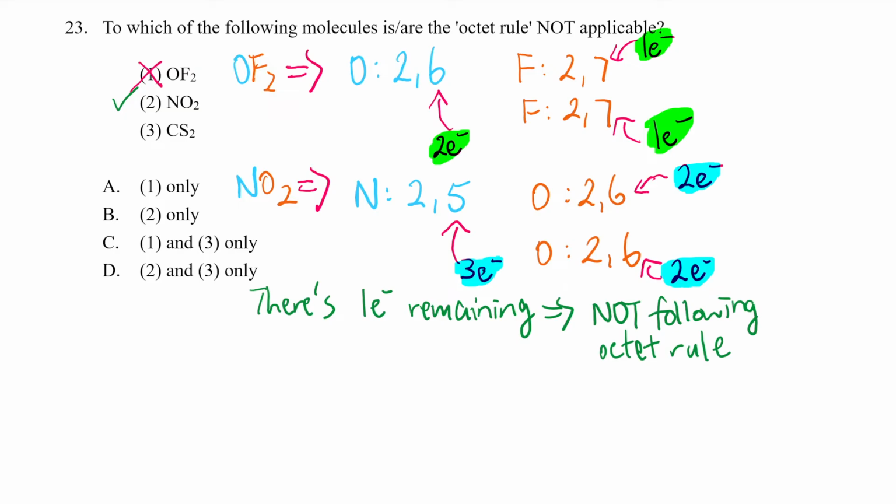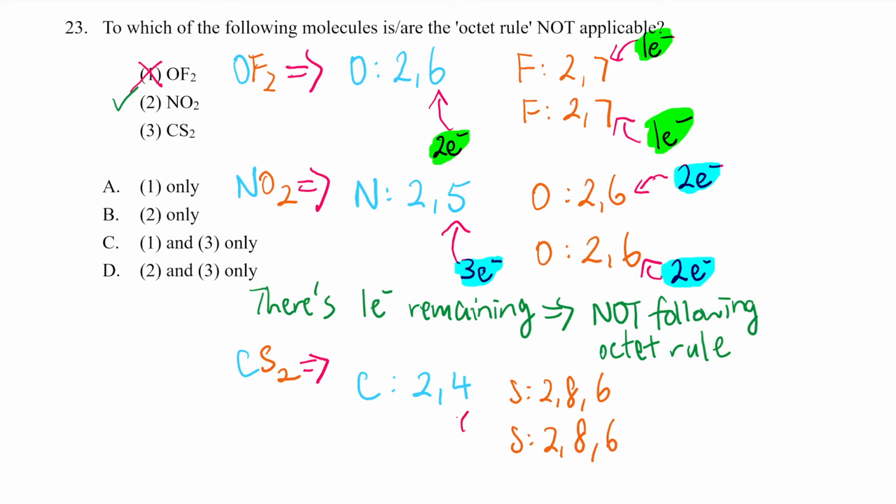And let's do the same thing for CS2 now. Carbon has an electronic arrangement of 2, 4. Sulfur has an electronic arrangement of 2, 8, 6. And because there are 2 sulfur atoms, I'm going to write down 2 sulfur atoms here. How can I make them stable? For carbon, I need 4 more electrons to become stable. For sulfur, I need 2 more electrons for both sulfur atoms.